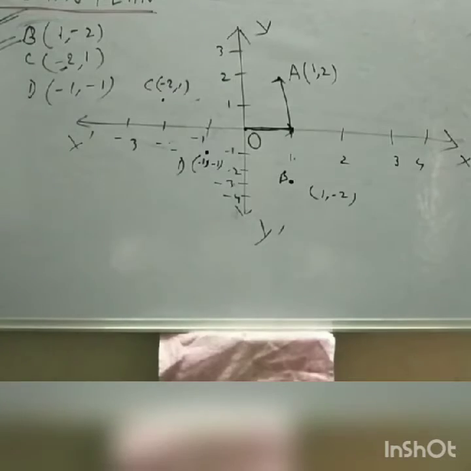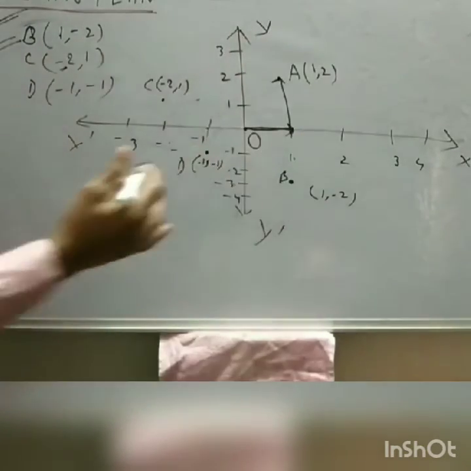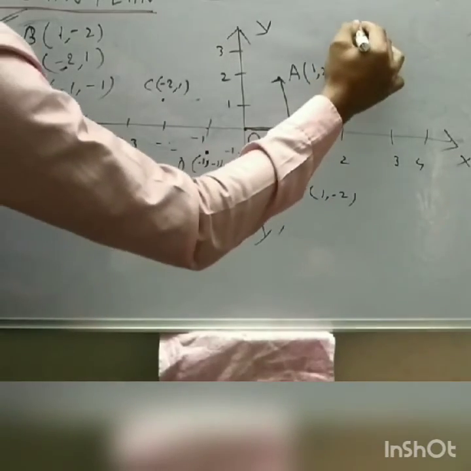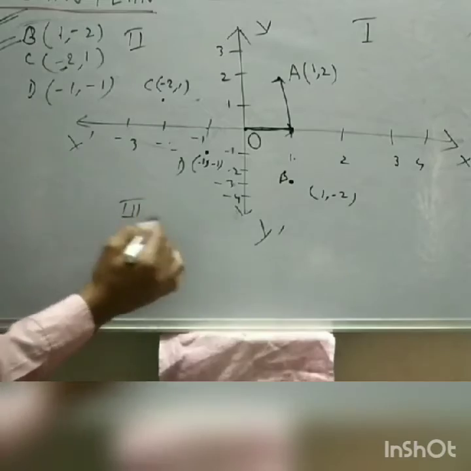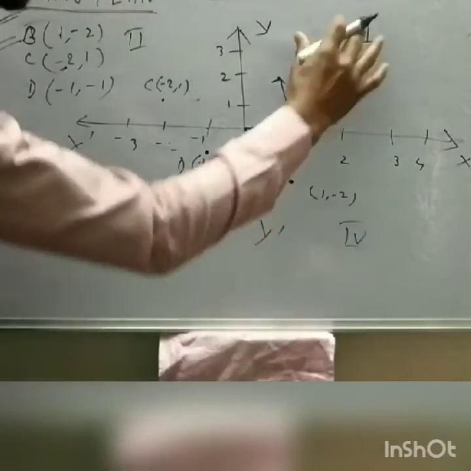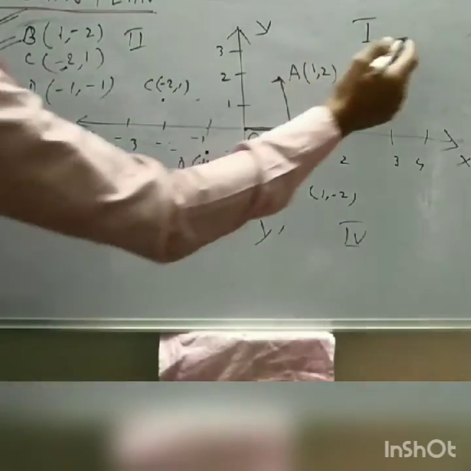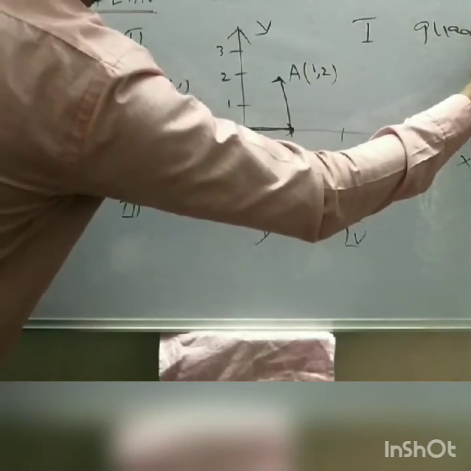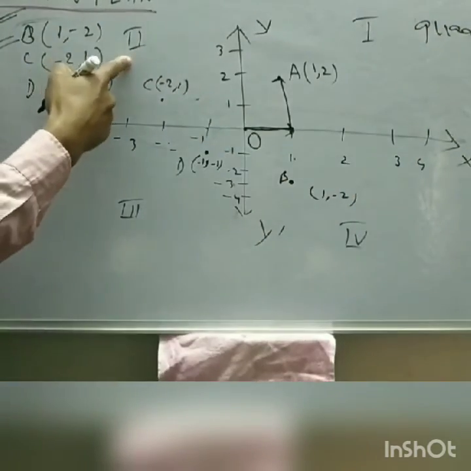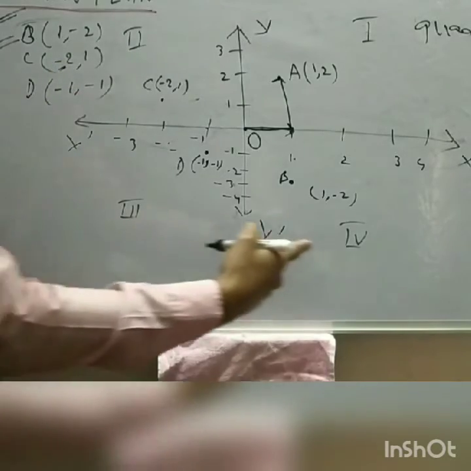Now students, if you observe here, there are 4 parts. Each part is represented by first, second, third and fourth, and these parts are known as quadrants. So this is the first quadrant. Quadrant means 1/4. Second quadrant, third quadrant, fourth quadrant.